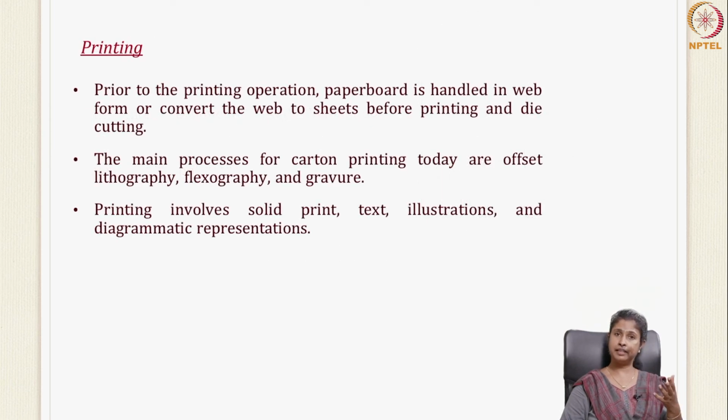Another step in the cartoning is your printing. Prior to the printing operation, the paperboard is handled in the web form or converted from web to sheet before printing and die cutting. So you can actually print it before you cut it. The main processes for carton printing today are offset lithography, flexography and gravure. All this will be dealt with in the next video on printing machines. But just remember that these are some of the processes in which printing is done on the cartons.